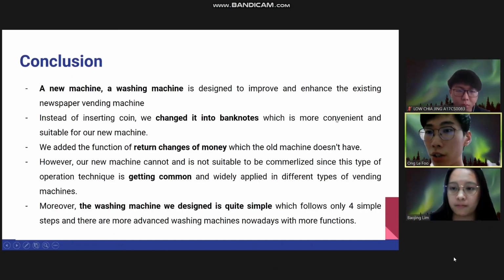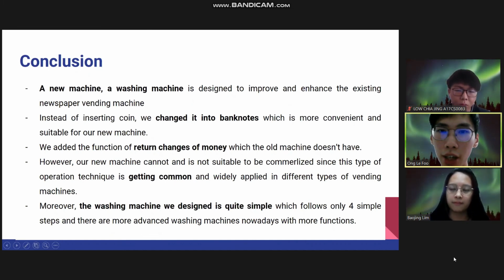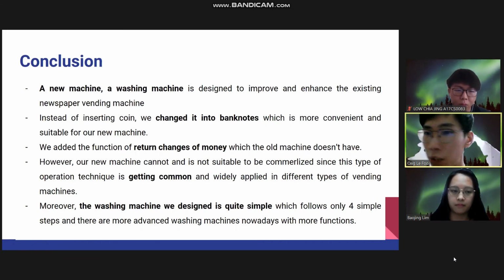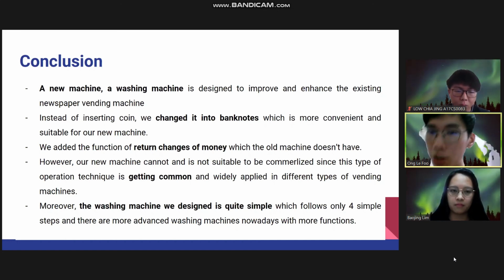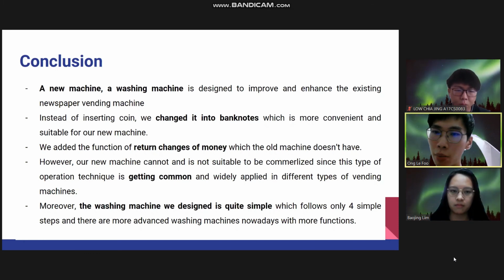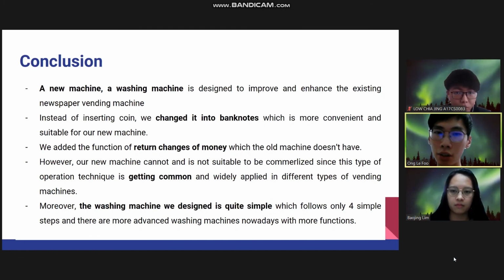So in conclusion, a new machine, which is a washing machine, is designed to improve and enhance the existing newspaper vending machine. We have successfully done that, and instead of using coins, we changed it into banknotes, which is more convenient and suitable for our new machine. We also added the function of returning the change back to the customer when the money has exceeded, which the old machine doesn't have.